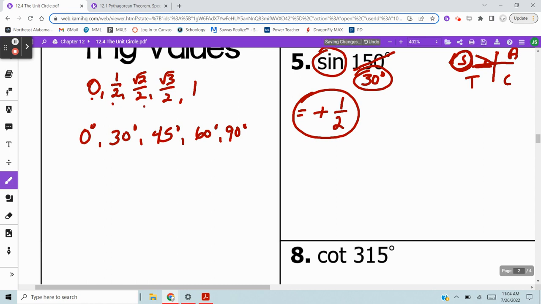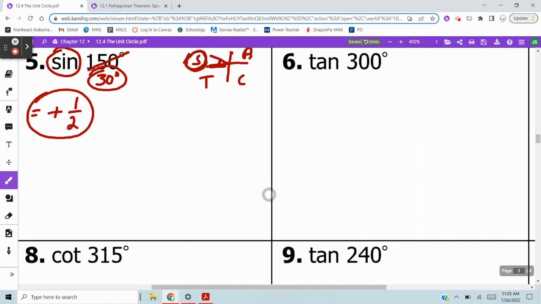If I'm dealing with cosine, if you haven't noticed yet, it's the exact same values, just backwards. The cosine of 0 is 1. The cosine of 30 is root 3 over 2. Cosine of 45 is root 2 over 2. Cosine of 60 is 1/2. Cosine of 90 is 0. So therefore, we can use those patterns in order to find the sine and cosine of these angles.